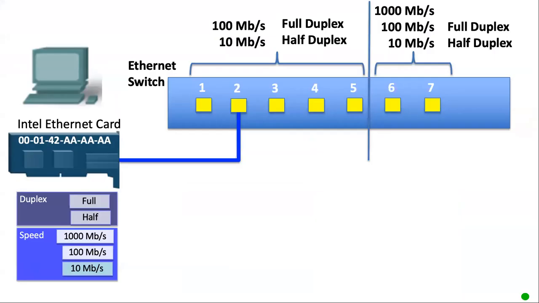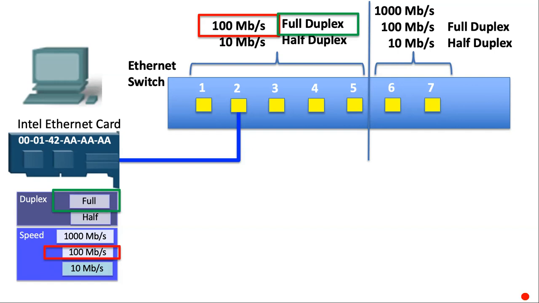Let's take a look at a couple of examples here. So this PC has an Ethernet NIC card. It operates in full and half duplex. Notice the bandwidth is 1,000 megabits, 100 megabits, and 10 megabits. However, it is connected to an Ethernet switch, port number 2. And this port can only do 100 megabits or 10 megabits. Well, since 100 megabits is the highest common bandwidth between the two devices, then they will use 100 megabits per second. They can both do full duplex, so they'll do full duplex.